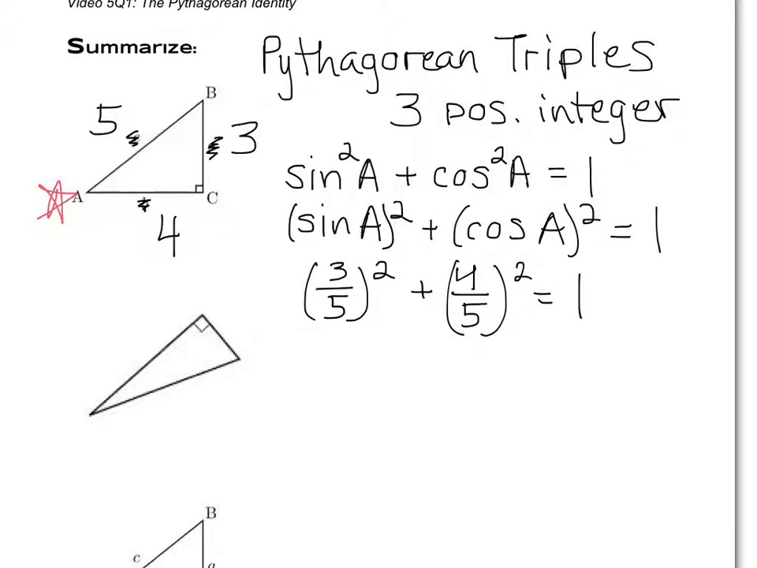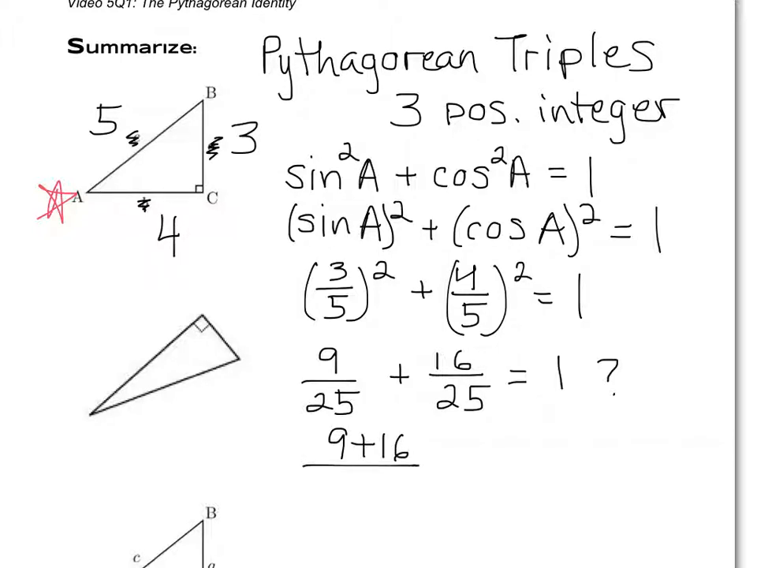Whenever I square a fraction, I square the numerator and the denominator both. So I want to make sure I have 9 over 25 for this first fraction, plus 16 over 25 for the second fraction. And we want to know, does that equal 1? And the answer to that is, since we have the same denominator here, all we have to do is add up the numerators. And so yes, 9 plus 16 all over 25 does equal 25 over 25. And so, yep, that's 1. Check.